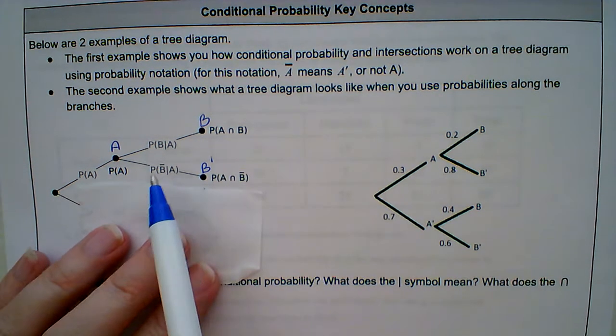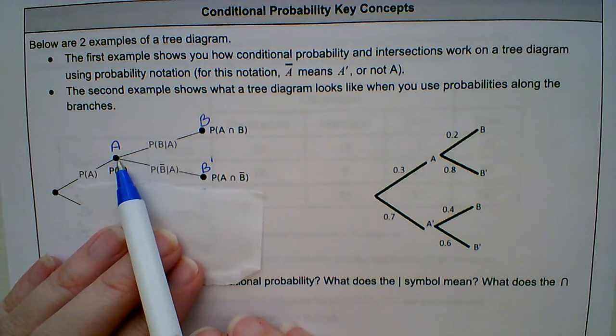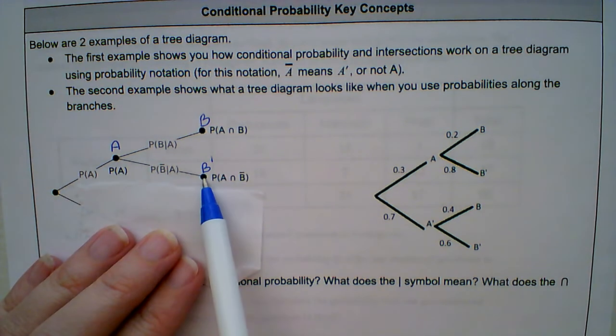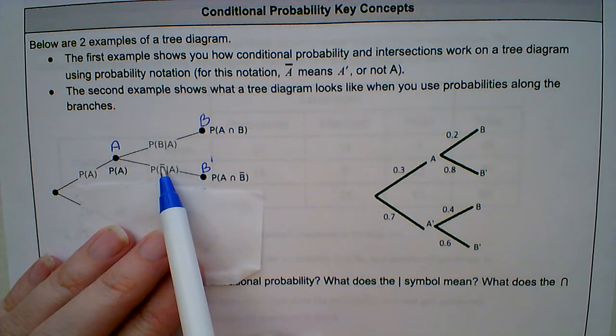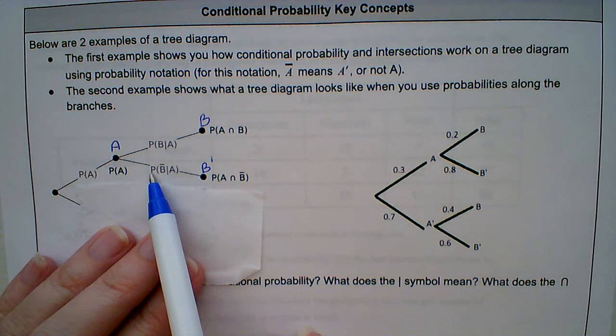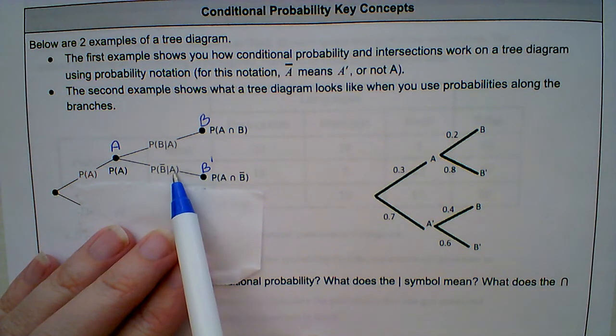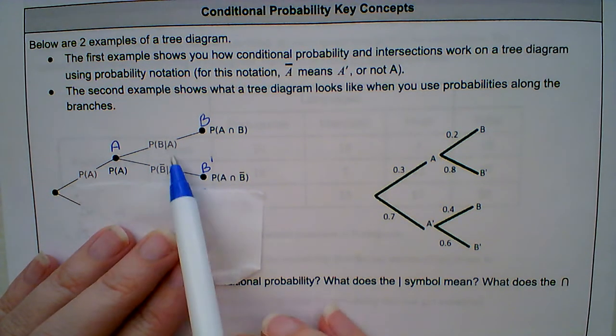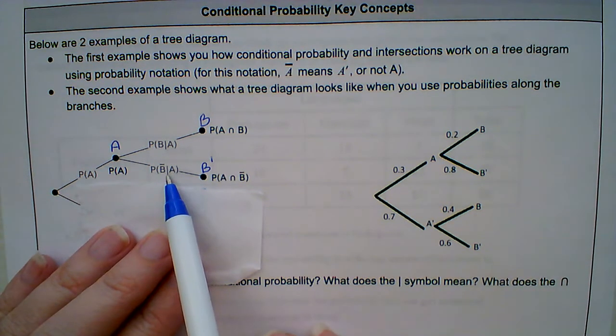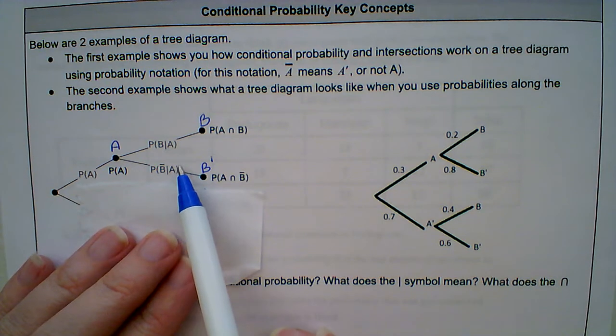And then we have a similar thing down here. A already happened, and now we want not B. It's a little weird they put the line on the top, but we'll work with it. So this is the probability of not B given A already happened. This is what a given probability looks like on a tree diagram.